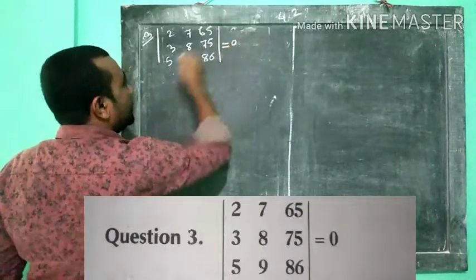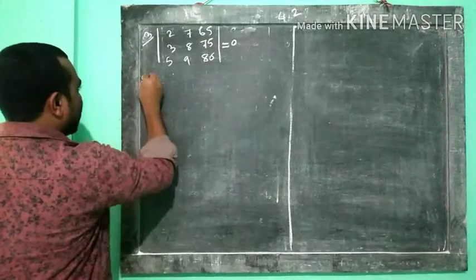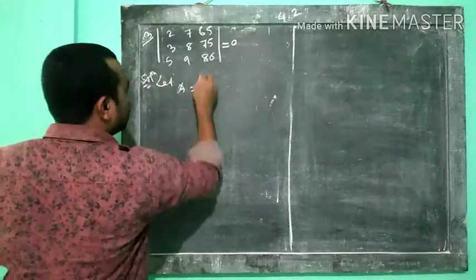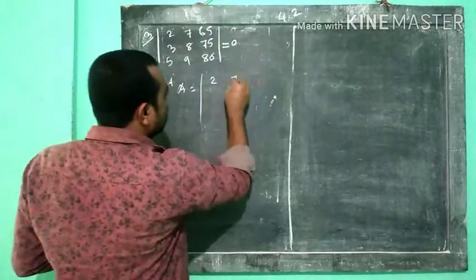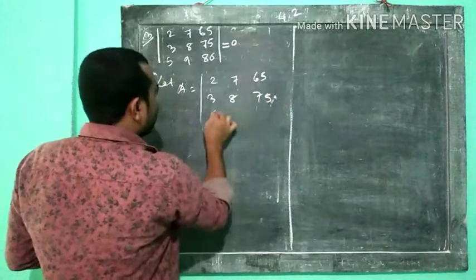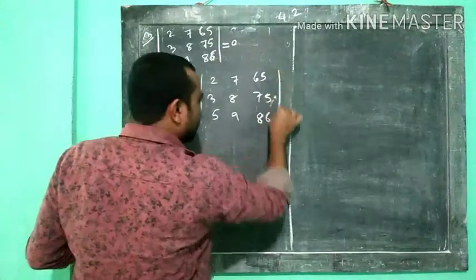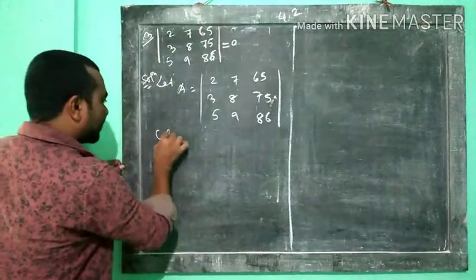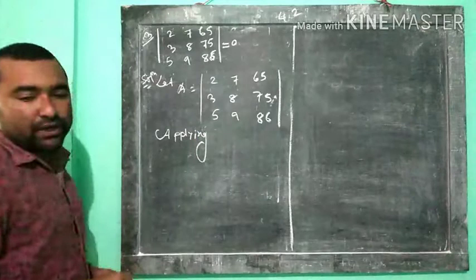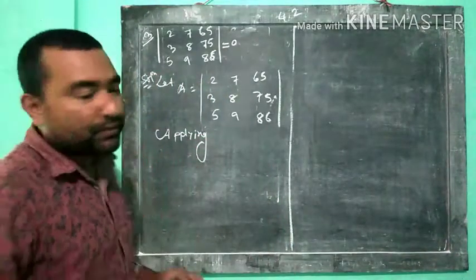We have to prove this. How to prove this? Solution: let A equal 2 7 65, 3 8 75, 5 9 86. What property do we have to apply here? Applying C3 tends to C3.